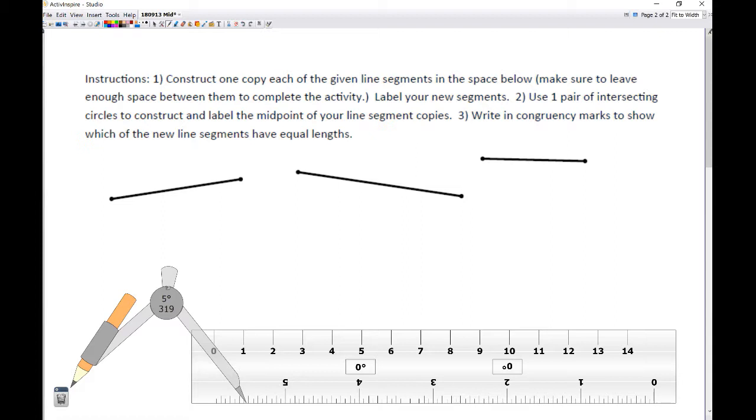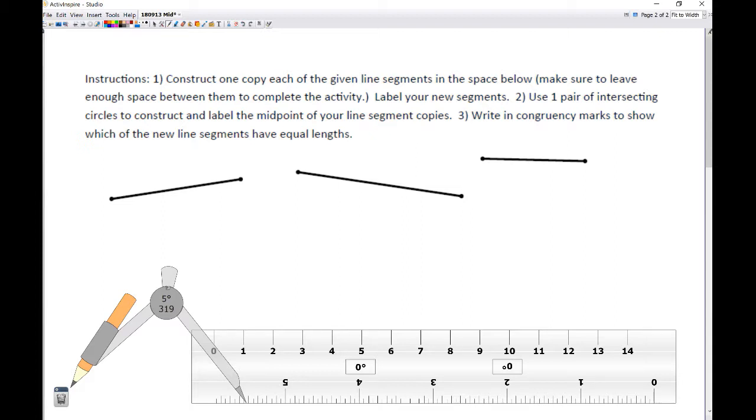Okay, so let's read the instructions. It says construct one copy each of the given line segments in the space below. Make sure to leave enough space to complete the activity. You're going to have a bunch of circles, so you want to have some room on your paper, okay? And then label your new segments. We're going to use one pair of intersecting circles to construct and label the midpoint of our line segment copies, so the copies we make. And then we're going to write in some congruency marks and show which of the new line segments have equal length. Okay, that's the goal.